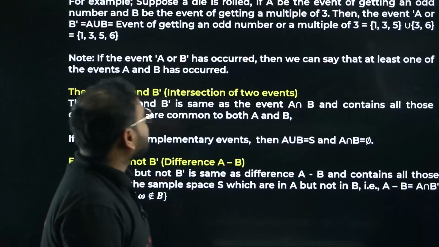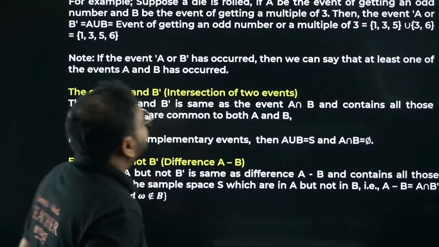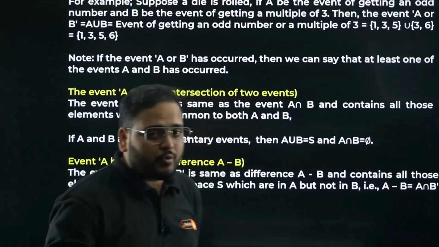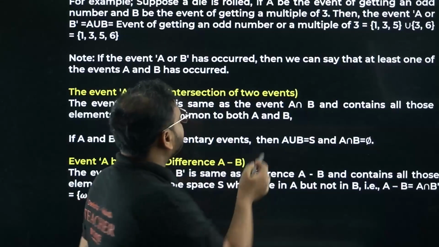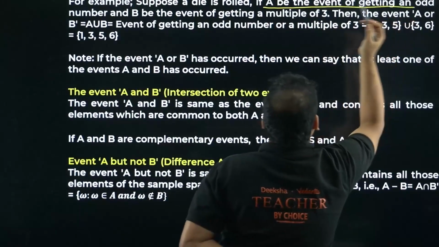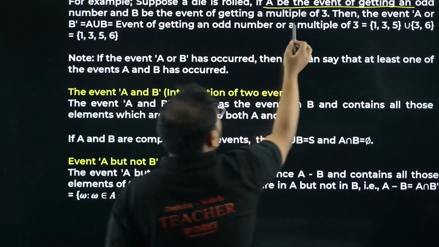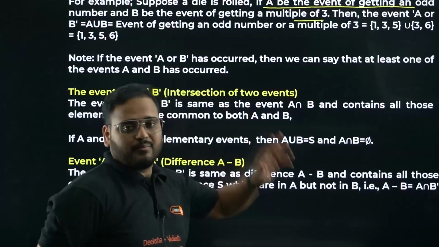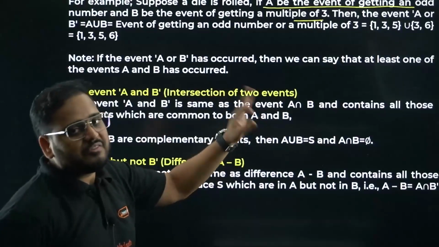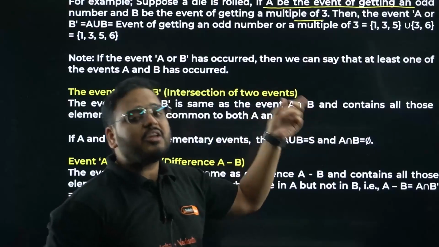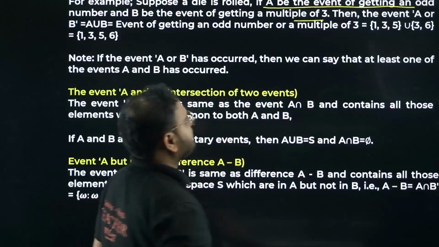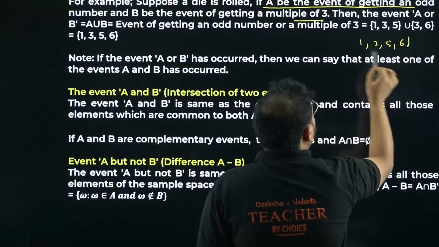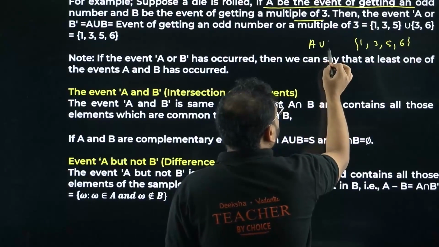Moving on. For example, suppose a die is rolled. A is the event of getting an odd number and B is the event of getting a multiple of 3. You rolled a die, right? Event A is getting an odd number. Event B is getting a multiple of 3. Then the event A or B will be what? All the odds, which are 1, 3, 5, and multiples of 3, so this is 3, 6, right? You take the combination, it will become 1, 3, 5, 6. This will be your union of A and B.